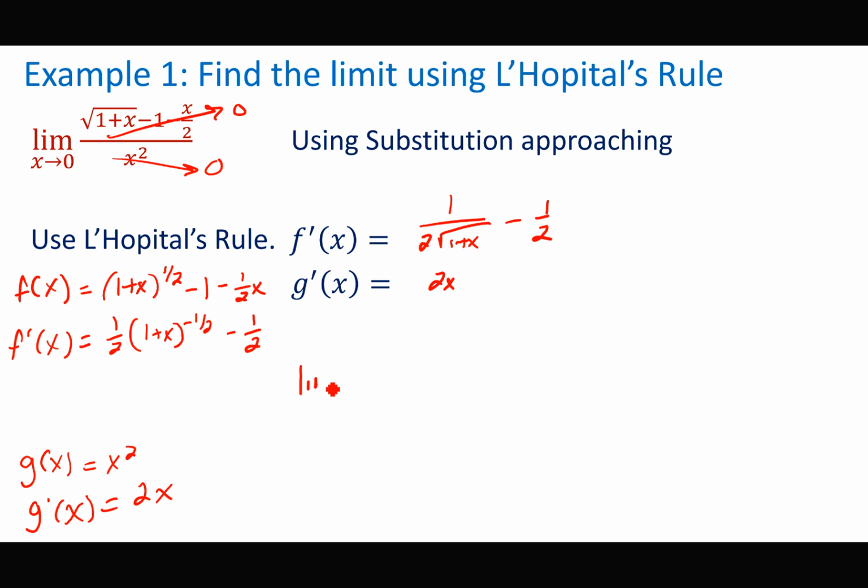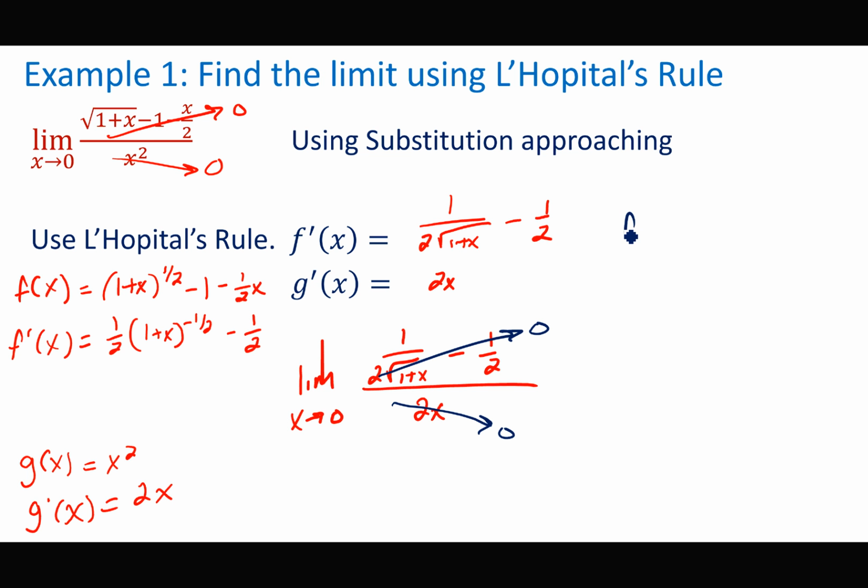Okay, so we're trying to find the limit as x approaches 0 of 1 over 2 square root 1 plus x minus 1/2, all divided by 2x. Again, I'm trying to put my 0 in there. If I put 0 in there, I get 1 over 2 times square root of 1, which is just 1/2. 1/2 minus 1/2, this is going to 0. 2 times x, this is going to 0. So we have to now take a second derivative. I need to figure out now what f double prime of x is and g double prime of x. We have to do it again.